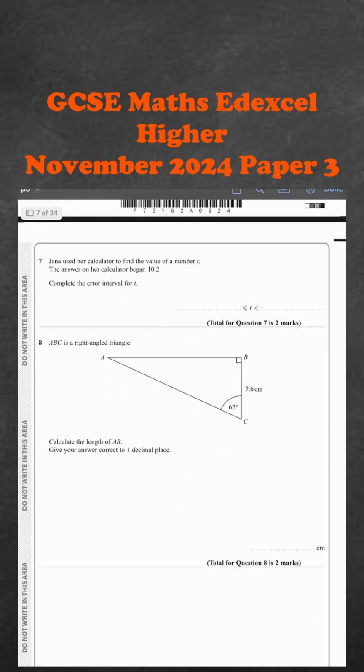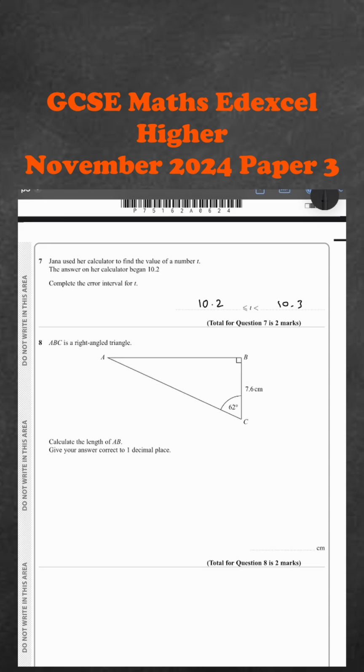Question 7. Jana used her calculator to find the value of a number t. The answer on her calculator began 10.2. Complete the error interval for t. So we're going to go from 10.2 all the way up to 10.3. And it can't be less than or equal to 10.3 because then it will start with 10.3 on the calculator, but it can be greater than or equal to 10.2 as the 2 is the number we're told it starts with.